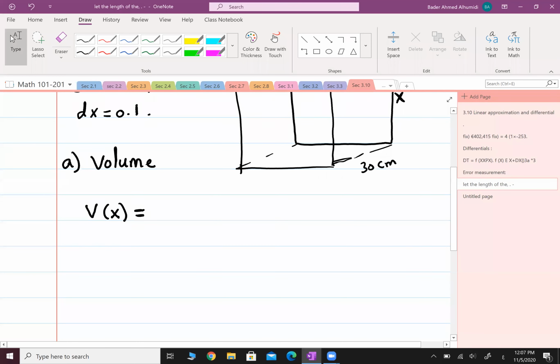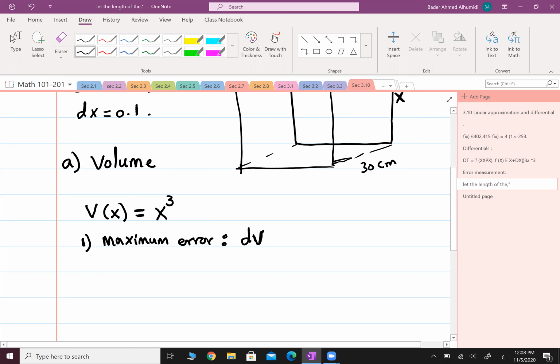V of x, what is the volume of a cube with length equal to x? Yes, x to the power 3, x cubed. So what will be the maximum error? Let's call it part 1. This is part 1. Maximum error in the measurement. Maximum error is delta V, which is given by dV approximately.